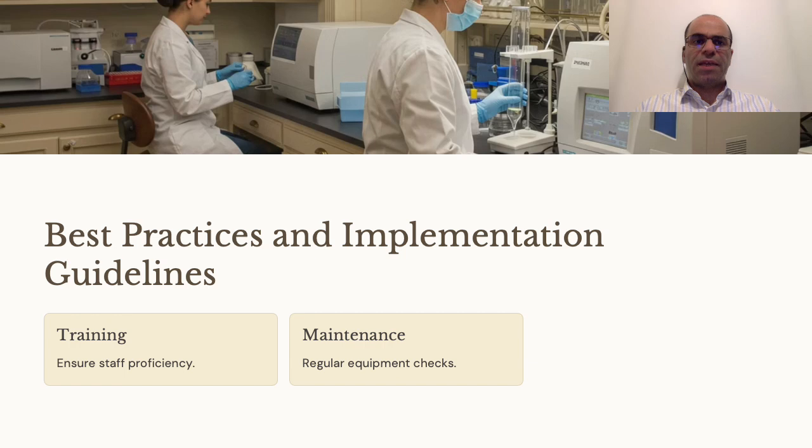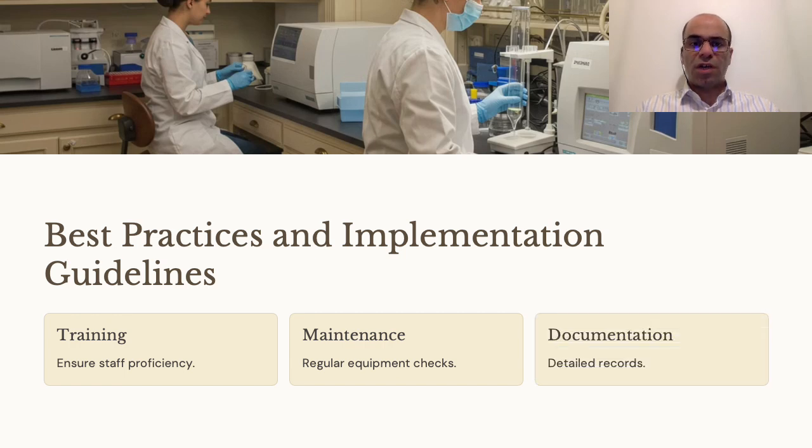The second one is maintenance. Regular equipment checks are essential for reliable operation. Implement daily, weekly, and monthly maintenance schedules following manufacturer recommendations. Document all maintenance activities, calibrations, and repairs to ensure traceability and compliance.